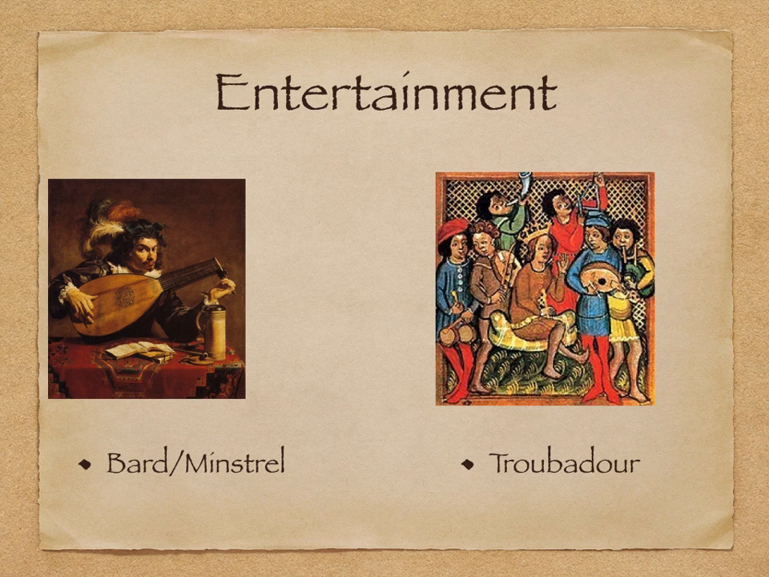Sources of entertainment at these banquets would have come from people like bards or minstrels. So a bard or a minstrel was the musician who lived at the court. He would have lived there at the court, and that was his job. That's where he stayed. And then we had these guys called troubadours, and these were more like traveling musicians who move from town to town and get paid for their services.